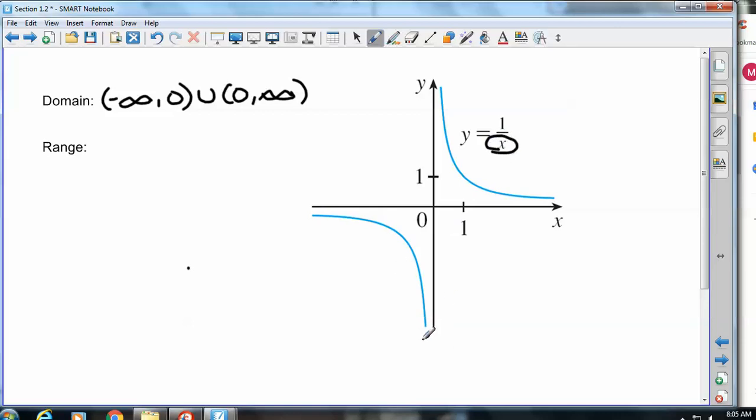so you can't plug in the 0. Your range is talking about your y. So as you go from the bottom up, it's from negative infinity until 0, and then again from 0 to infinity. So the domain and range are the same on this one. X isn't 0 and y isn't 0. Let's look at another one.